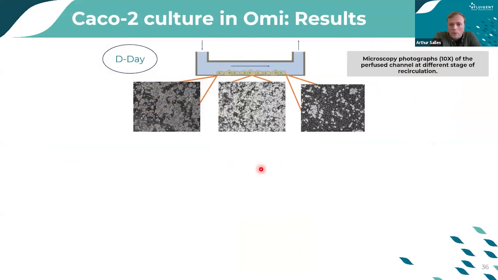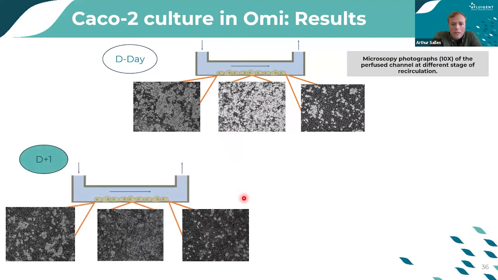So here are the microscopic views of the chip. At time 0, we can see that there is a monolayer of cells, but a lot of cells that are not adherent to the flow of the chip. But by doing this flow, after 1 day, we can see here that the non-adherent cells are removed.